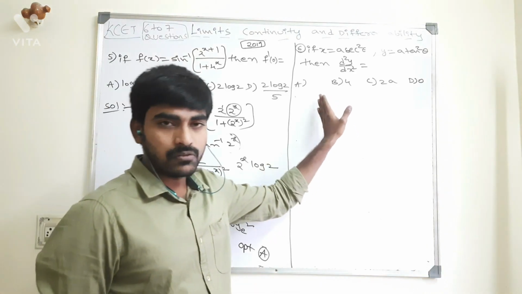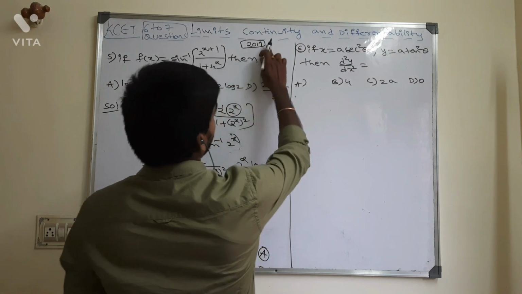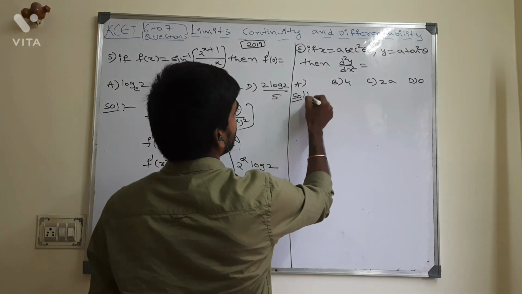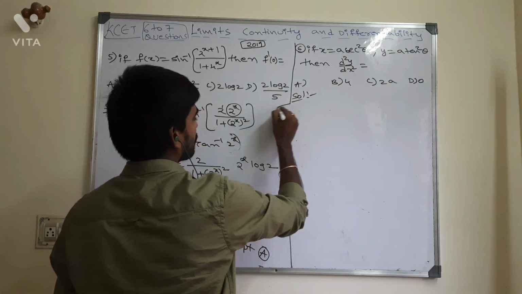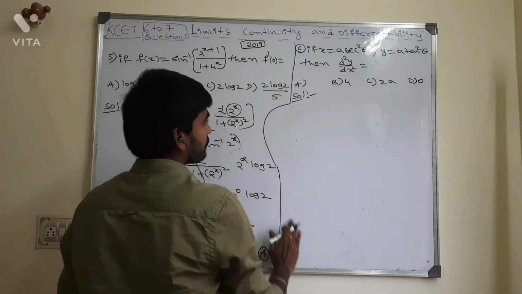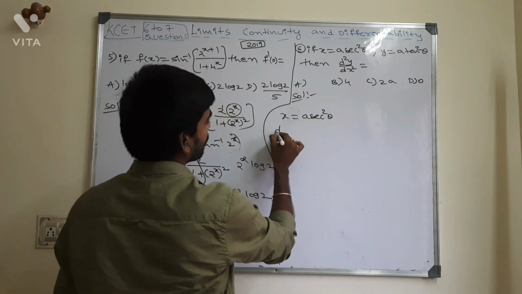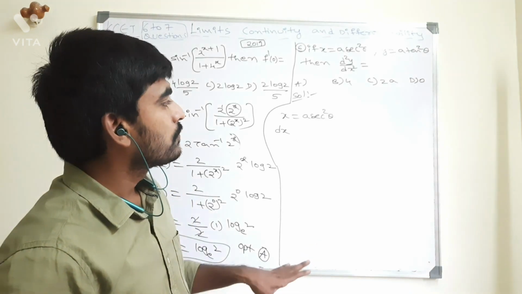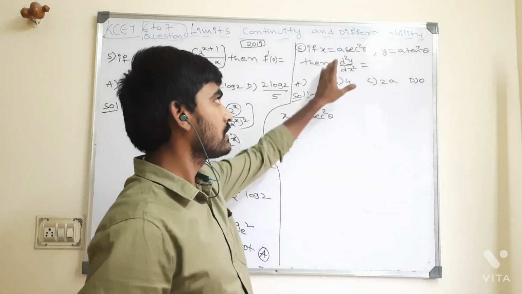Option A. This is the last question in the 2019 question paper. In 2019 only 6 questions came. Now tell me here. First I would like to take x equal to a into secant square theta. Here theta is on the right side, so I need to differentiate with respect to theta only. So dx by d theta.